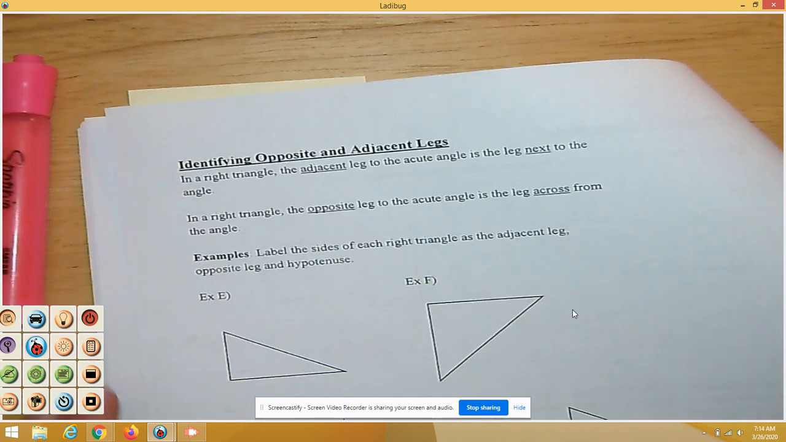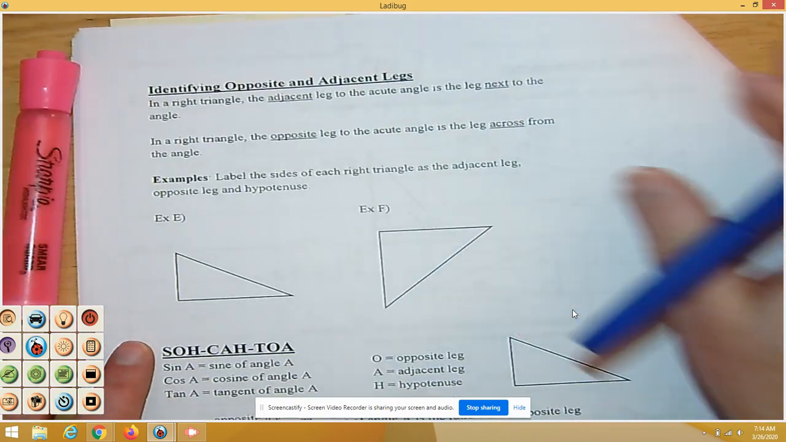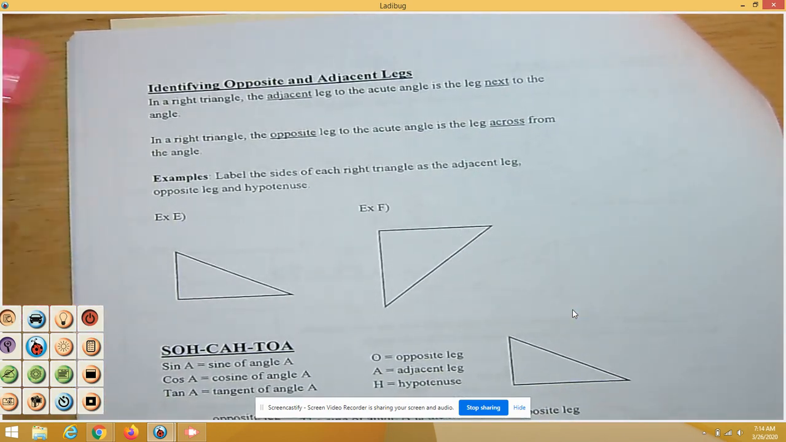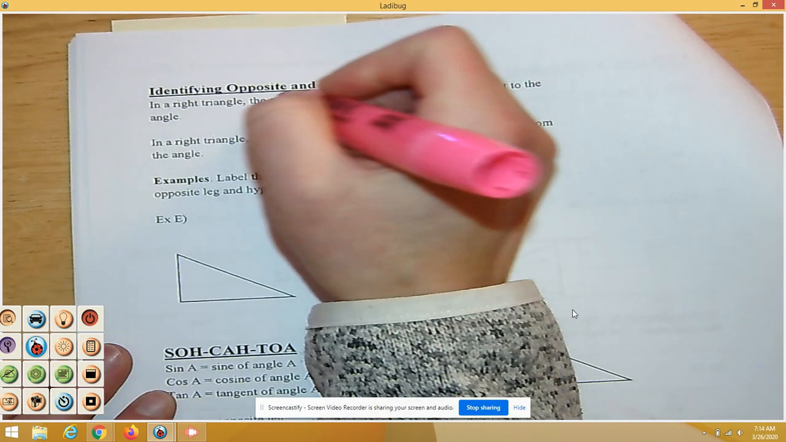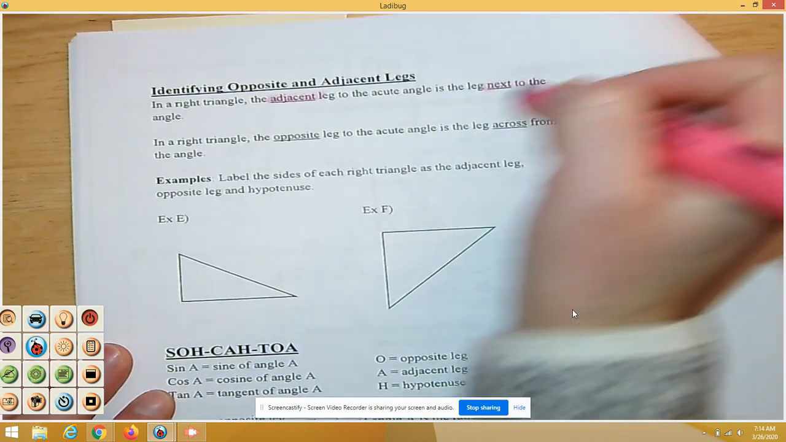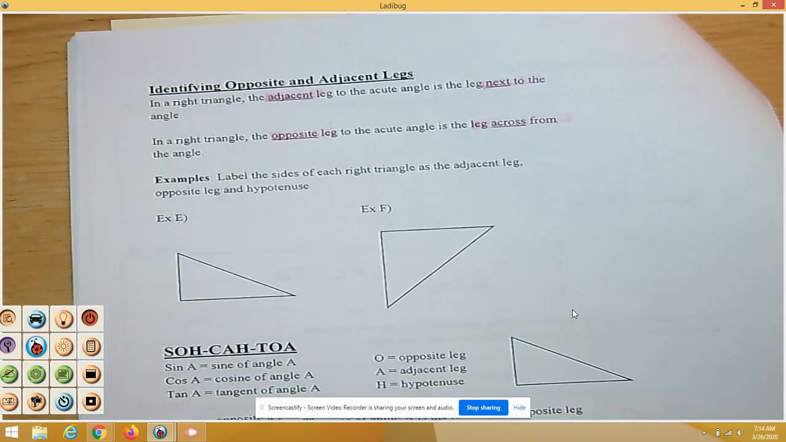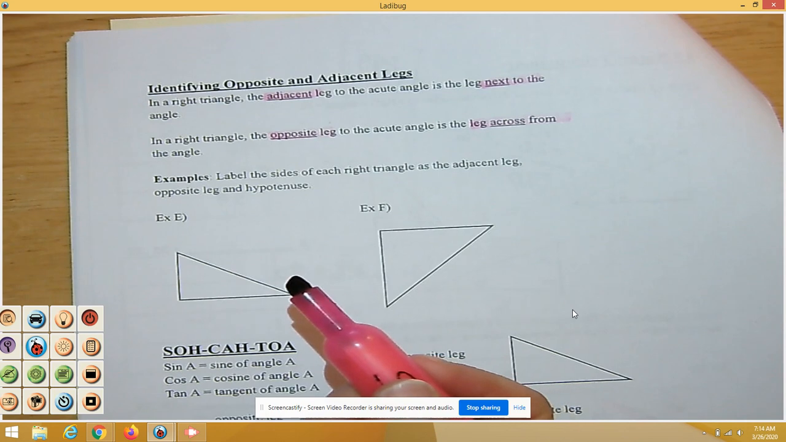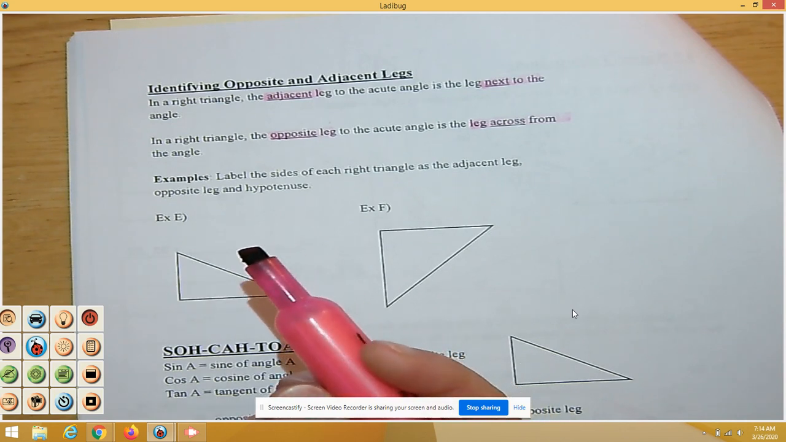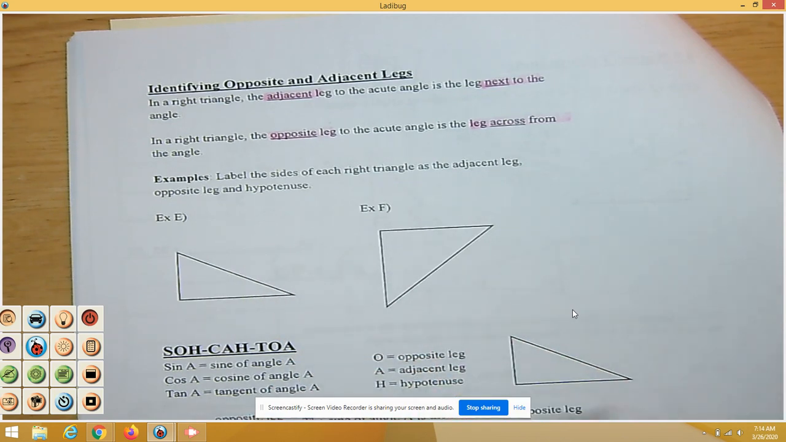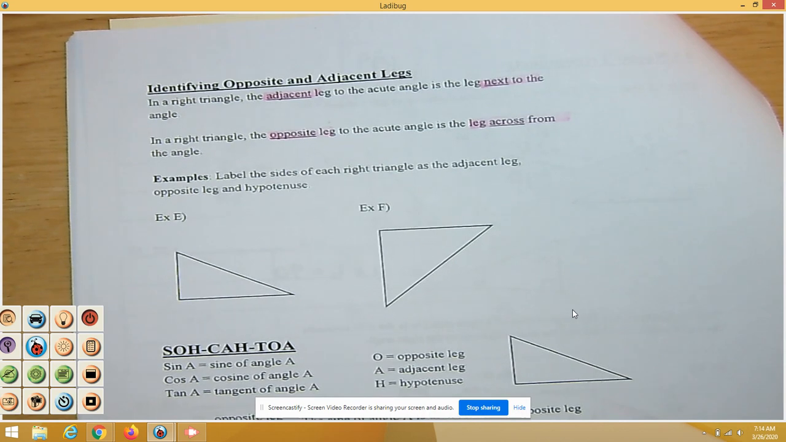And off we go. So identifying opposite and adjacent angles. In a right triangle, the adjacent leg to the acute angle is the leg next to the angle. The opposite, so adjacent is next to, opposite is across from the angle. So, of course, this isn't the best highlighter, and it's pink, and I think it's dying, but hopefully it can get me through for 10 minutes or 15.